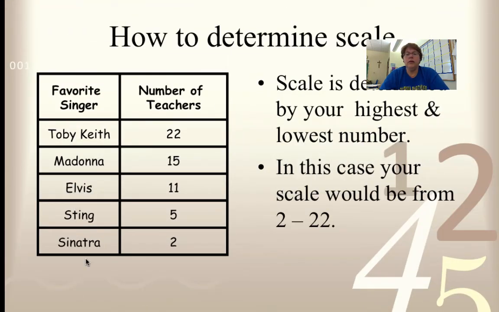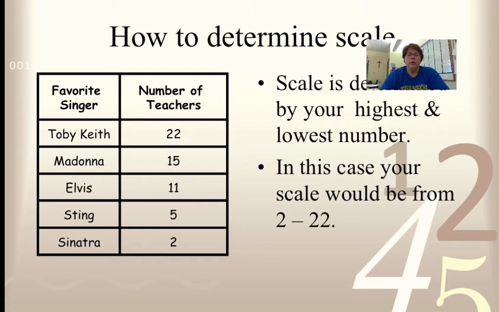Okay, so this is how you are going to actually determine what your scale is going to be. You have to look at your data table, and then you need to find your biggest number on the data table, which would be 22, and your lowest number on the data table, which is 2. Now your data table may not be organized just like this one. It might be in all different orders, and that's fine. It just depends on how you collect your information. But remember that you need to know the biggest number on your table, and you need to know the smallest number on your table.